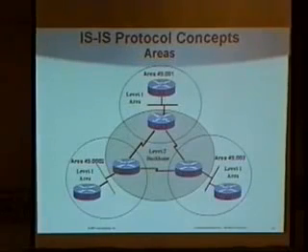And so what we show here is three different areas with a backbone between them. And as you can see, the nodes that are in the shaded area are level 1 and level 2. They have to be able to talk level 2 between themselves, and they have to be able to talk level 1 to the nodes that are just in the area and don't have connectivity outside.